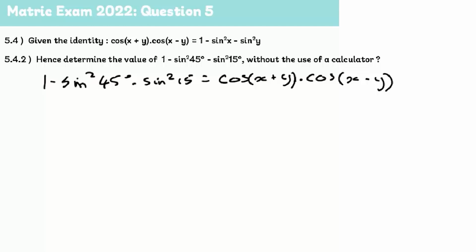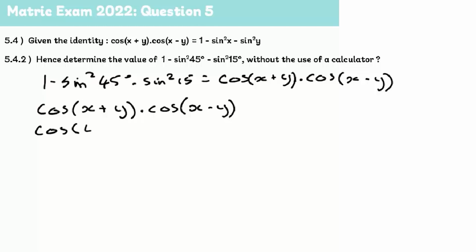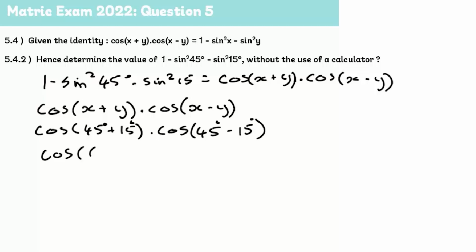What do I mean by that? It means if we take cos(x + y) times cos(x - y), we can simply apply the compound angle identity. What is x? x is 45. What is y? It's 15. So we get cos(45 + 15), and then cos(45 - 15), and these are degrees, obviously. So this will be cos 60 degrees times cos 30 degrees.